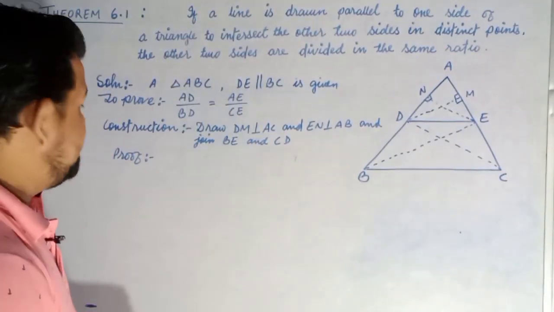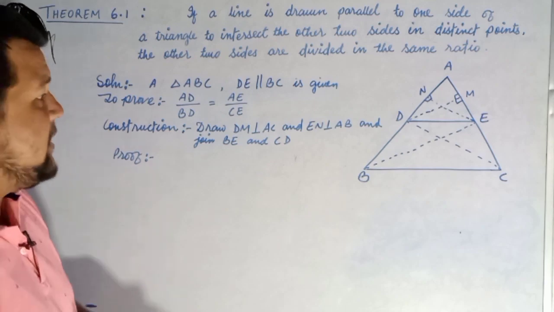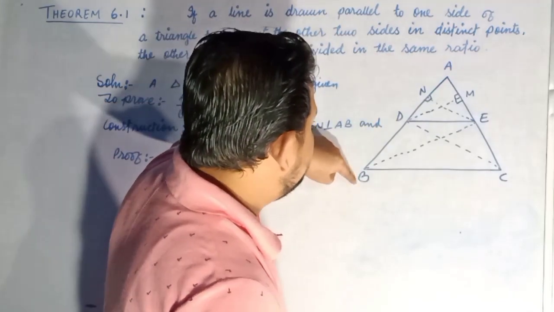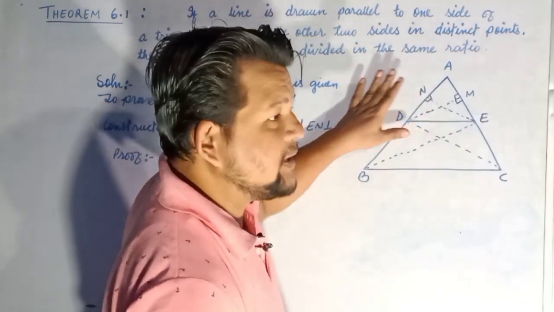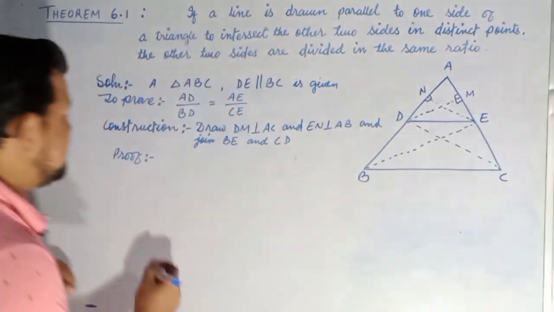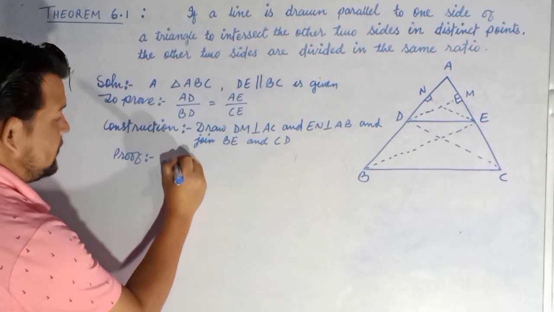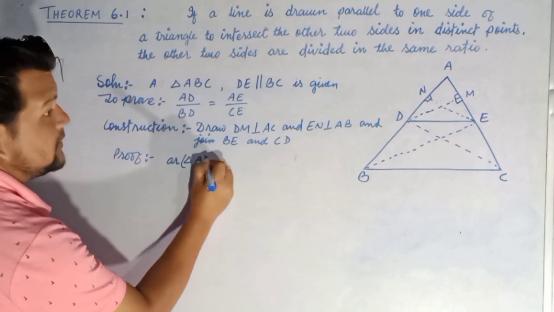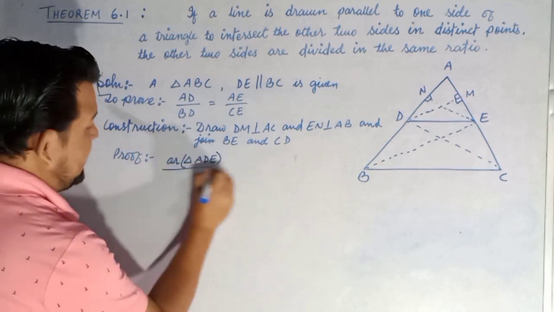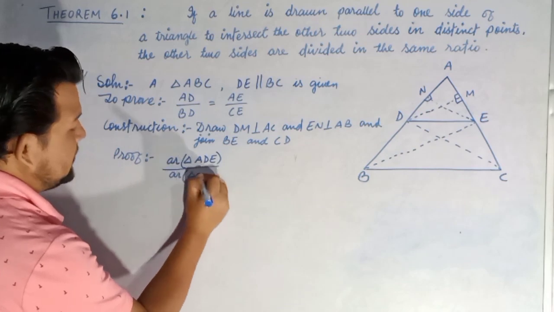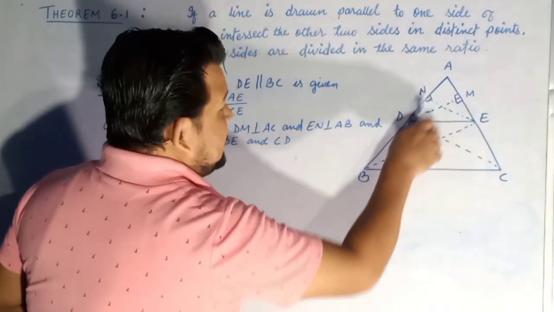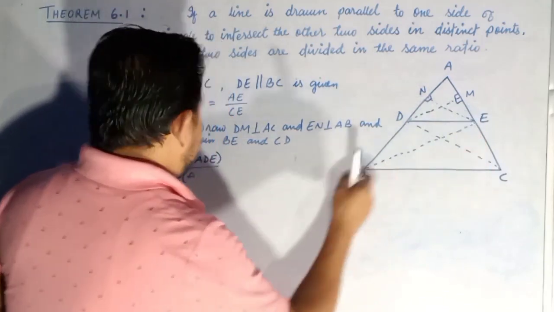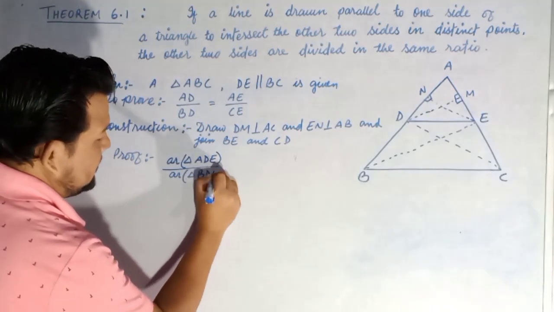Now let us prove. We already know the area of triangles, am I right? So now let us take the area of triangle ADE and the area of triangle BDE. We will take the ratio of these two triangle areas. So for example, let's try like this: area of triangle ADE by area of triangle BDE.